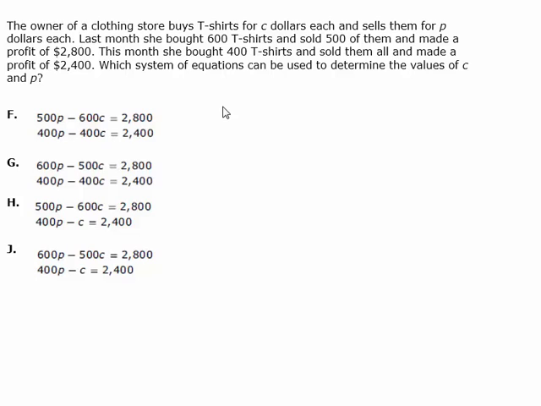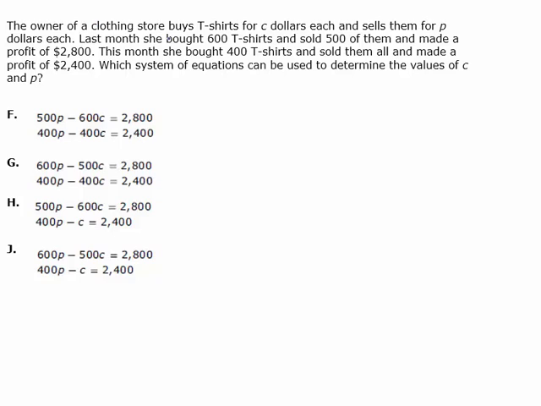This one's a bit different from the previous examples, but we're going to start the same way as before. We're going to start with the question. The question asks us which system can be used to determine the values of C and P. This time it doesn't define C and P for us inside of the question, so we need to go back up through the problem and see if we can find out what C and P represent.